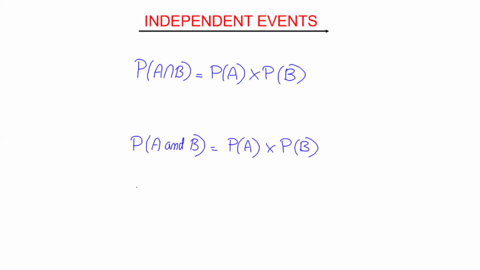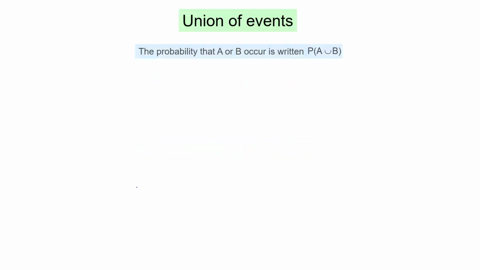Now, coming back to the topic, we are doing independent events. A intersection B is equal to P of A into P of B. The same formula can be written as P of A and B is equal to P of A into P of B. Yes, sir. Okay, sir, I'll note them down. The probability that A and B occur is written like this.